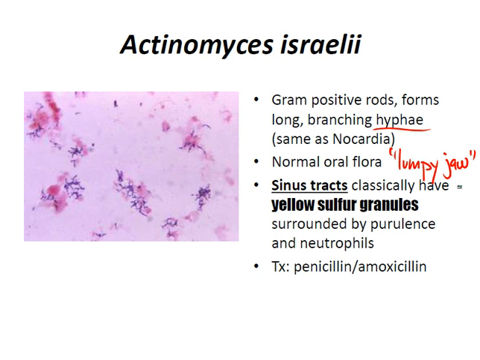It's also a normal colonizer of the vagina and the colon. Now, the sinus tracts classically have these yellow sulfur granules surrounded by pus and neutrophils. That is important. They love to test you on the yellow sulfur granules for some reason. You treat this guy with penicillin and amoxicillin.